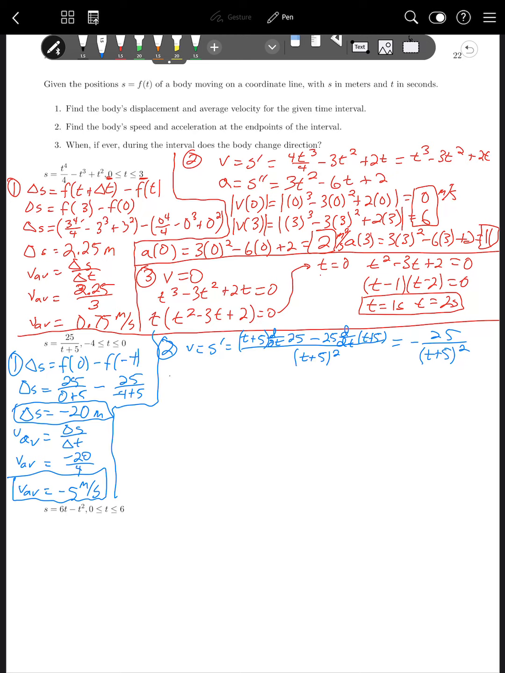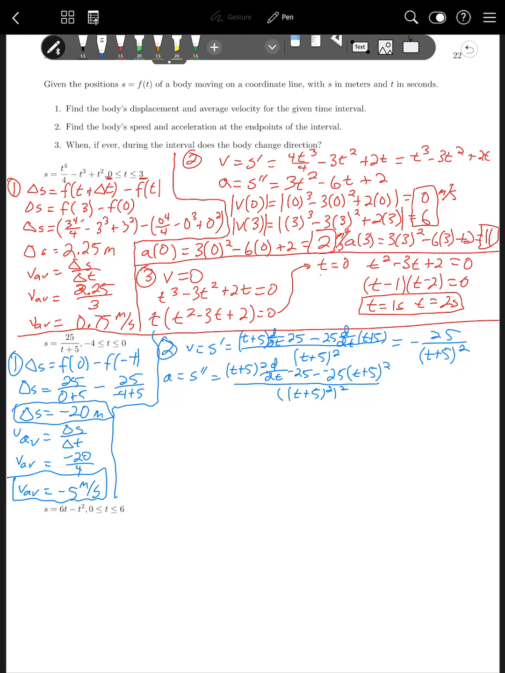And then we can do the acceleration. So the acceleration is the second derivative. So I have to use the quotient rule again. I'm doing the derivative of this. Okay, so that's going to be t plus 5 squared times the derivative of negative 25 minus negative 25 times the derivative of t plus 5 squared, all over t plus 5 squared squared.